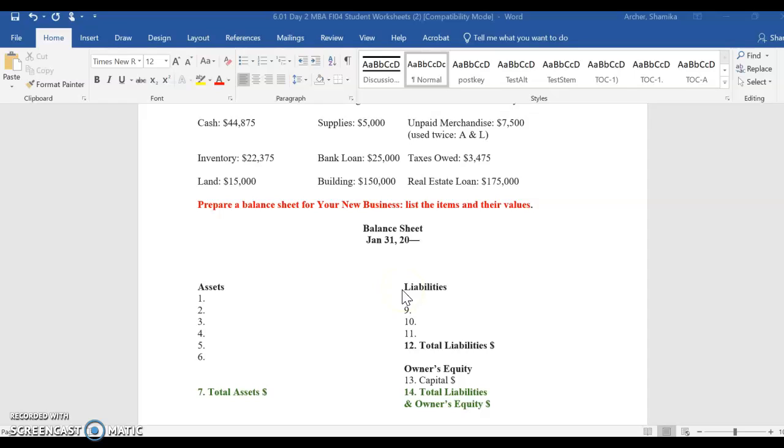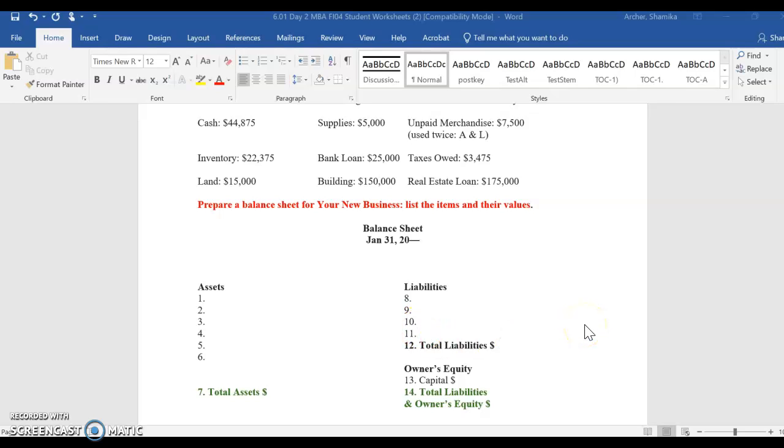Remember, assets is anything that the company owns or has value to them. Liabilities is anything that the company owes somebody else. So you're looking at loans, taxes, things of that nature. So that's what's going to be there. And they're telling you there are only 6 assets. There are only, looks like, 1, 2, 3, 4 liabilities.